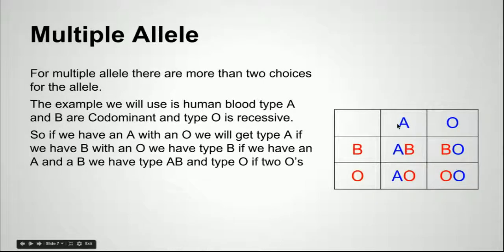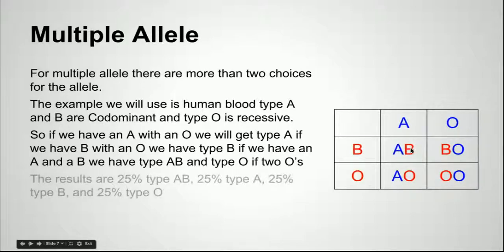So we take a type A male who's carrying an O, and we take a type B female who's carrying an O and cross them. And we have some fun because we get 1 AB, or 25% AB. We get 25% B, we get 25% A, and we get 25% O. So we get all 4 blood types with the one cross.